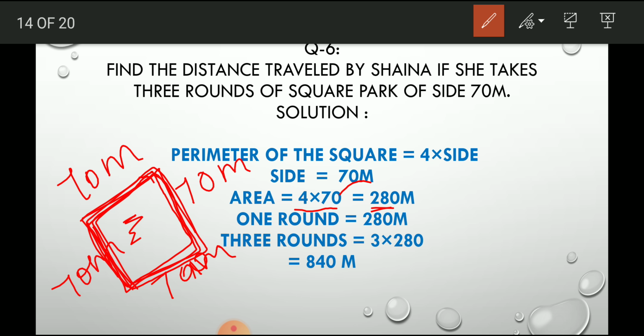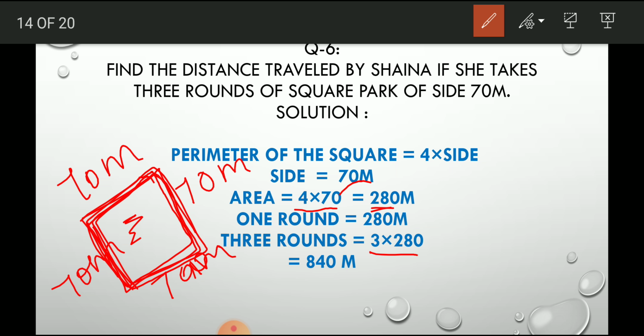So now we are going to find out the 3 rounds of a square park. This is nothing but we just multiply 3 with the distance traveled for one round. Here 3 rounds, so we just multiply 3 into 280. We just multiply the non-zero terms, 3 into 28, that is 84. Then the 0 will come directly.